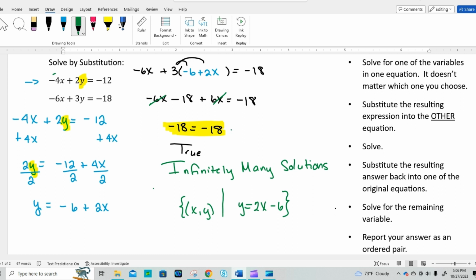You may also be asked to use some of that vocabulary for this. Since this is a true statement, we do have two lines laying on top of each other. They are consistent because there are solutions, and they are dependent because we can only see one line if we look at the picture.